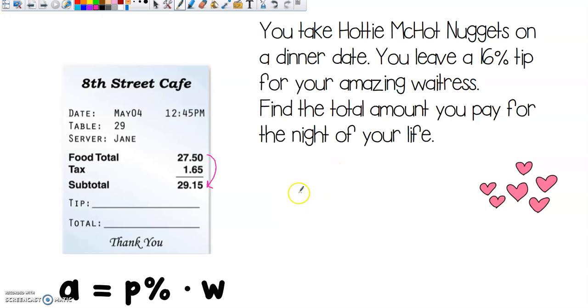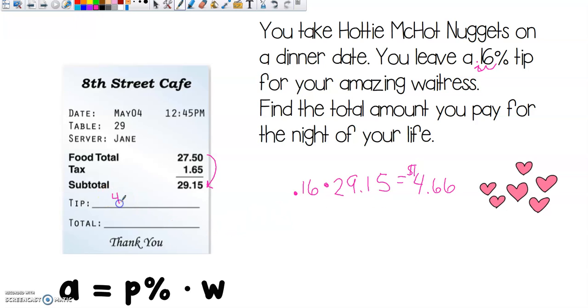So I know that my tip percent is 16%. I'm going to change this to a decimal so I can deal with it. 1, 2 to the left, so I have 0.16. 0.16 times the whole amount of your meal, which is $29.15. And that is going to give you the part that you pay for your tip. So let's try this on the calculator. 0.16 times 29.15. And I'm going to round because I'm dealing with money. $4.66 is going to be my tip.